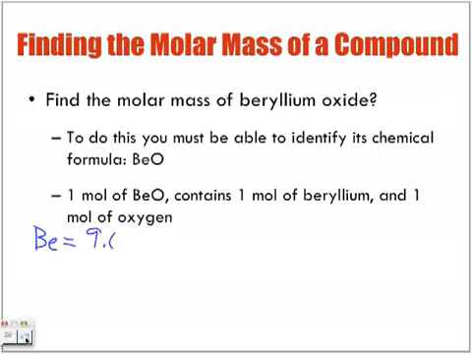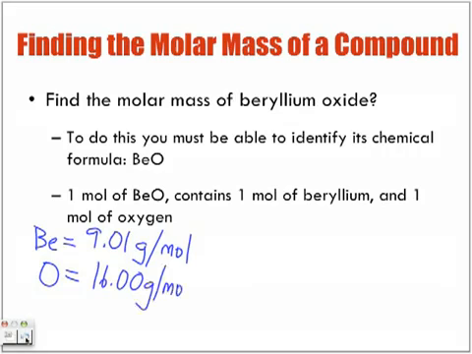9.01. And what do we use in terms of units? Now it's grams, right? Grams per mole. What is the molar mass of oxygen? 16.00 grams per mole. Okay. So what is the molar mass of this entire formula of beryllium oxide?